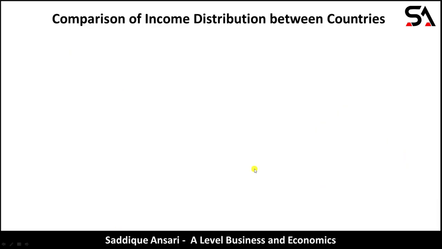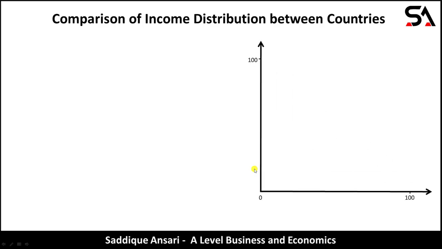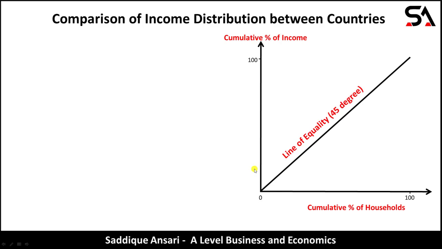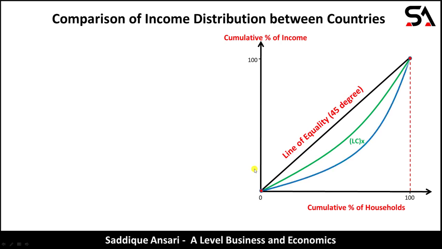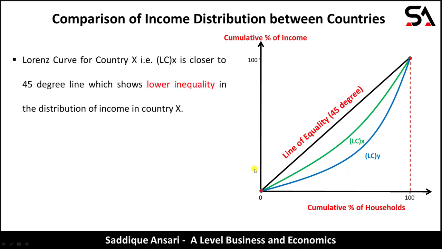Now we can use Lorenz curve for comparison of income distribution between countries. Now let's suppose we have cumulative percentage of households on the x-axis, cumulative percentage of income on the y-axis. This is the 45-degree line or line of equality, and let's suppose this is the Lorenz curve for country X and this is the Lorenz curve for country Y. Now we can compare these two Lorenz curves and we can see that the Lorenz curve for country X, LCX, is closer to the 45-degree line, and this shows lower inequality in the distribution of income in country X as compared to country Y.